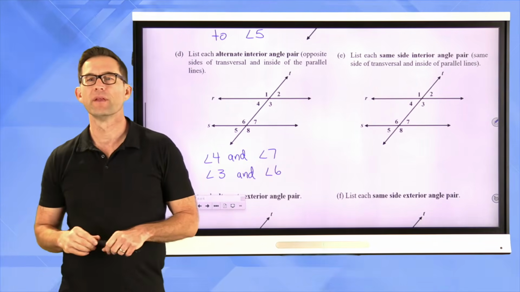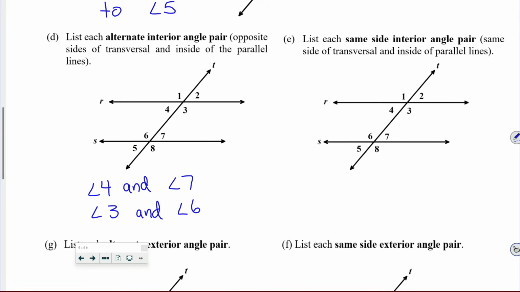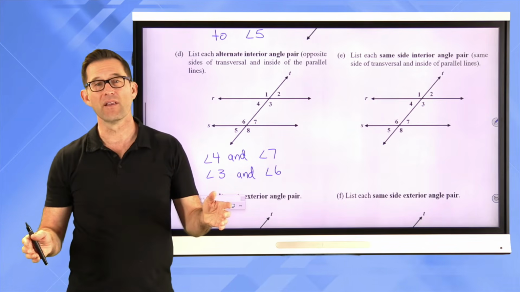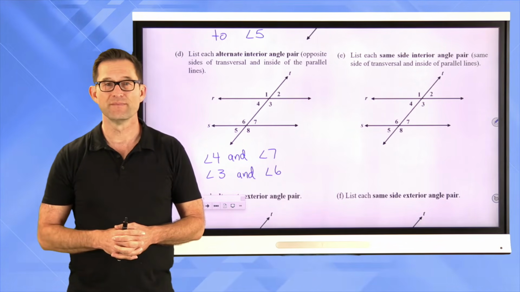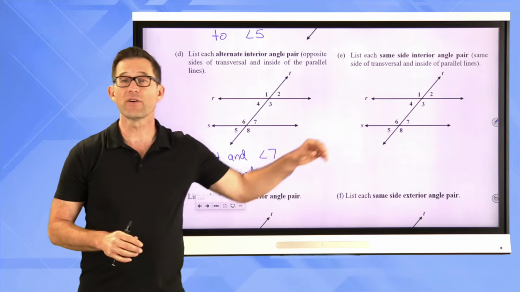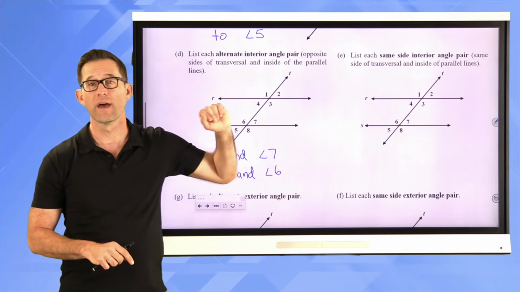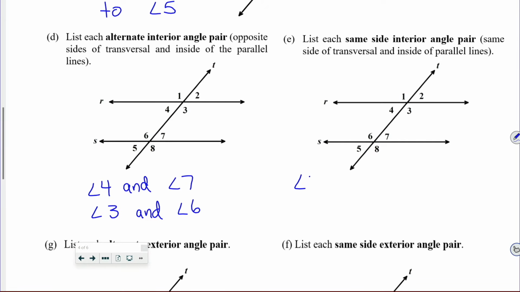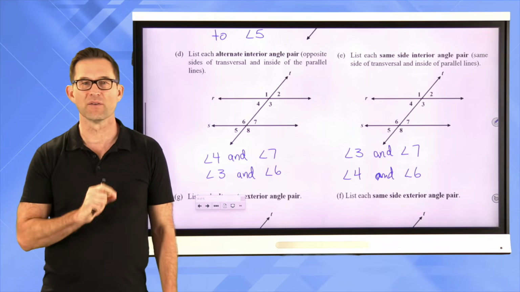Let's take a look at letter E. List each same side interior angle pair. Same side of the transversal, and inside the parallel lines. See if you can list these two pairs. Well, again, the interior angles are 3, 4, 6, and 7. Same side interior angle pair means same side of the transversal. So that would be angle 3 and angle 7. That's one pair. Angle 4 and angle 6. That would be the other pair. Those are same side interior angles.